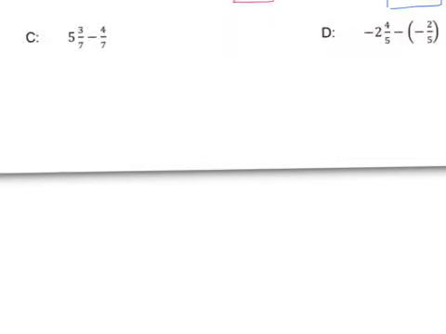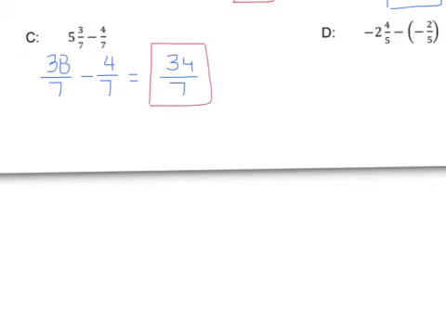Okay? Same idea for C. So 7 times 5 is 35, plus 3 we get 38. Keep the 7 on the bottom. Minus 4/7, already a fraction. So 38 minus 4 is 34 over 7. Double check to see if you can reduce anything. You can't. So that's your final answer, 34 over 7. Okay, same idea for D. So we've got the negative. Then we're going to do 5 times 2, which is 10, plus 4, so we have 14.